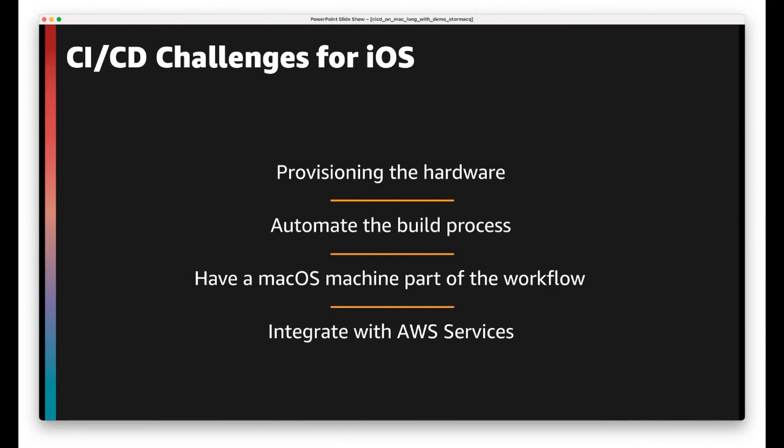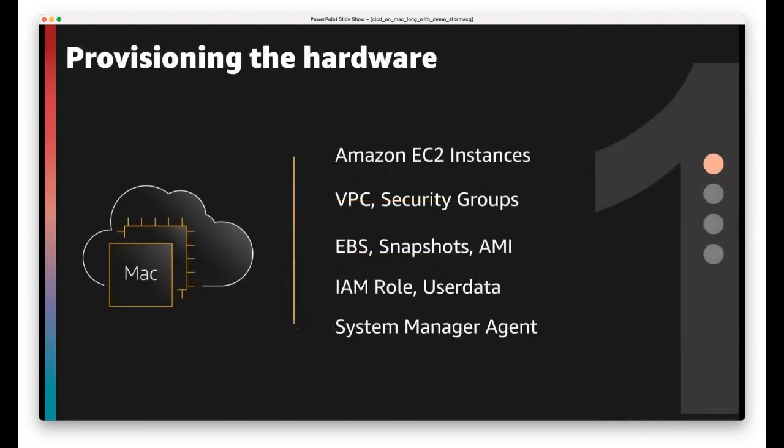If you're running your workflow, your CI/CD pipeline in the AWS cloud, how do you integrate with other services? Maybe you want to upload your build result, your IPA file or your zip file to Amazon S3 for archiving. Maybe you want to use Secrets Manager to distribute your certificates and your private key to sign your code on the build machine. How to do that securely in the AWS cloud? So that's the fourth challenge we are going to try to address during the rest of this talk.